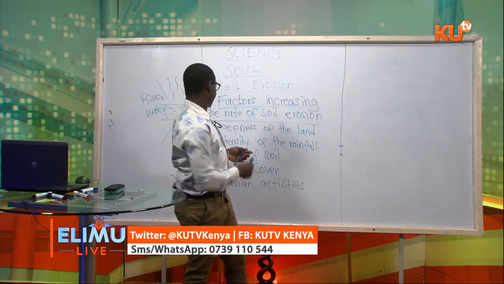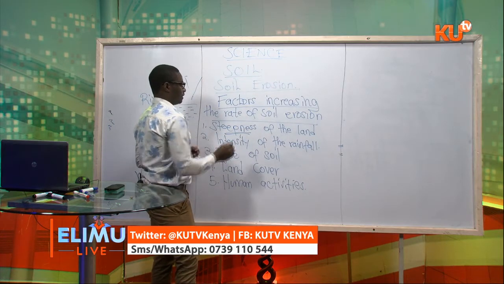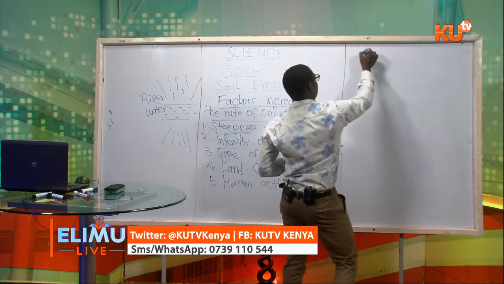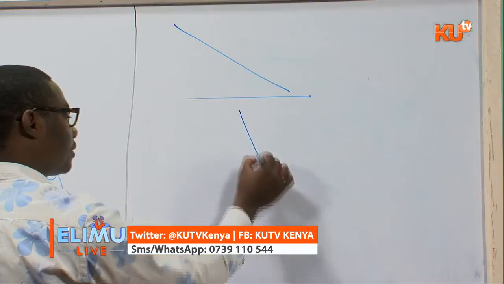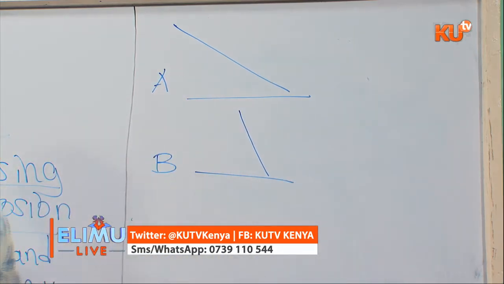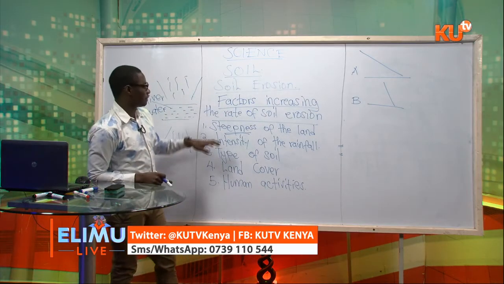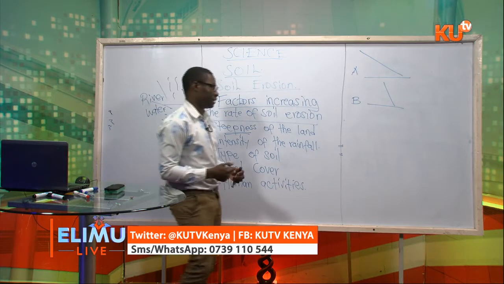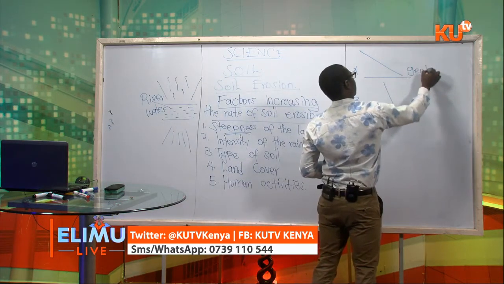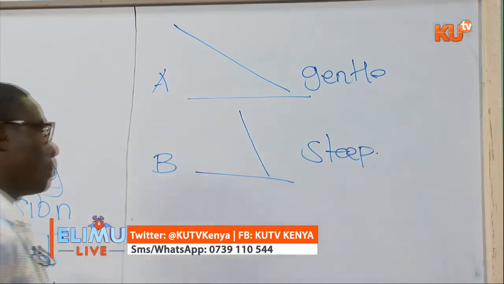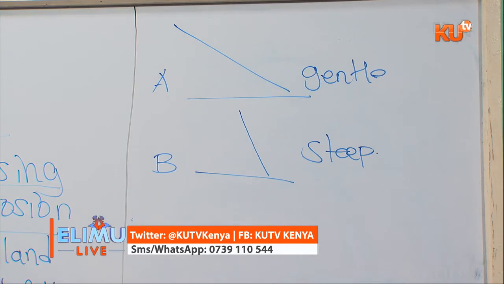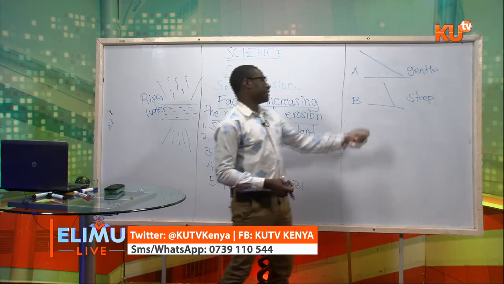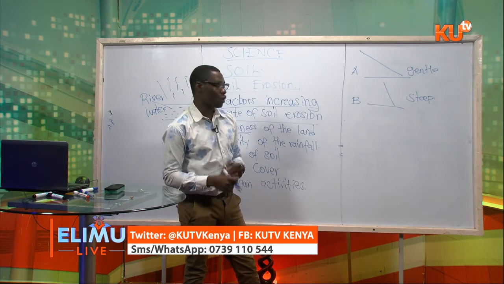When we refer to steepness of the land, this is the gradient of the first land, and this is the gradient of the second land. When I talk about steepness, I mean how intense the slope is. If the slope is so intense, we call it very steep. But if it's not, then it is not so steep. So this one we can call gentle, and this one steep. A steep slope and a gentle slope. The steeper the land is, the more soil erosion will be experienced. The more gentle the land is, the less soil erosion will be experienced.